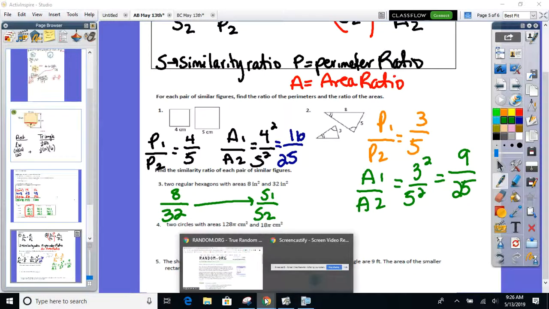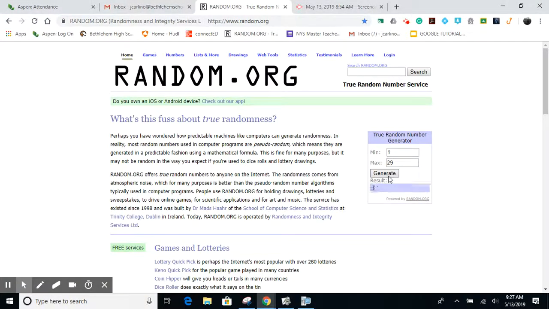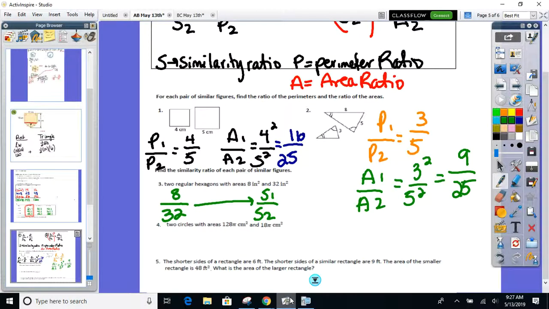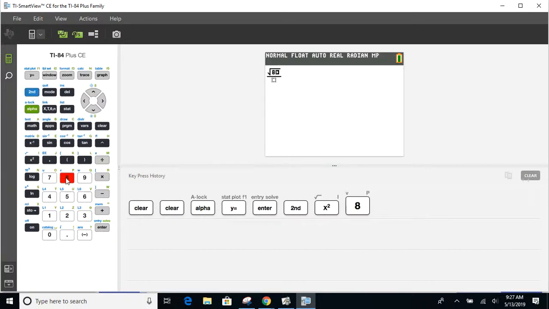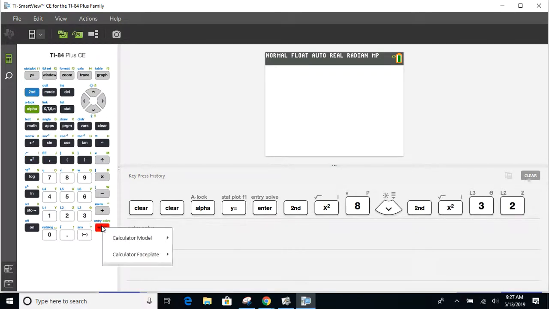Any idea what I can do to 8 and 32? Square root them. Nice job. So instead of squaring it, I'm going to take the square root of both. I can do that on my calculator. I'm getting a nice little fraction here, or parentheses if you don't have a fraction template. I'm just going to put square root of 8 over the square root of 32. There's the similarity ratio.